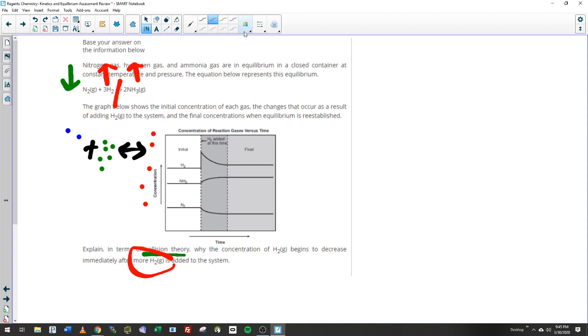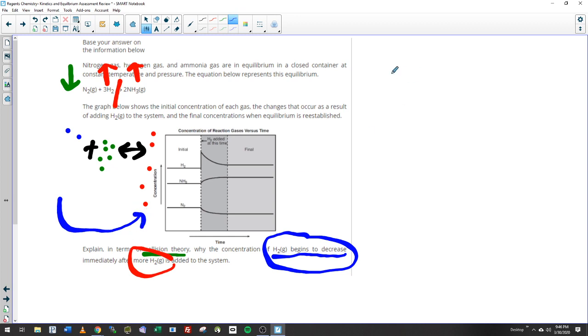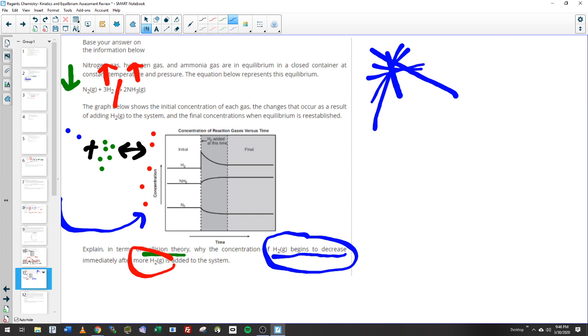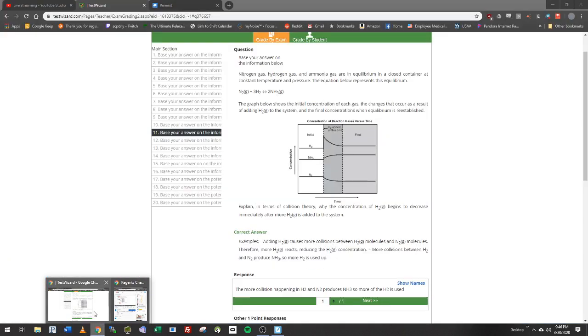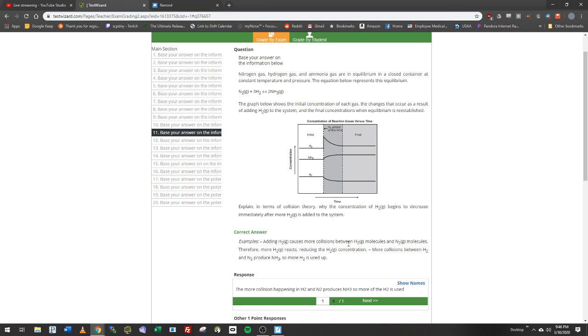You have to then seal the deal here, which is the reason why this is the hardest question on this entire assessment. You have to talk about why H2 begins to decrease. When there are more collisions, this nitrogen is going to be consumed to produce more product. If this was a classroom exam, I guarantee many more of you would have gotten this question wrong. Looking at the answers, adding H2 causes more collisions, more reacts, reducing this concentration, more collisions, the H2 is used up.